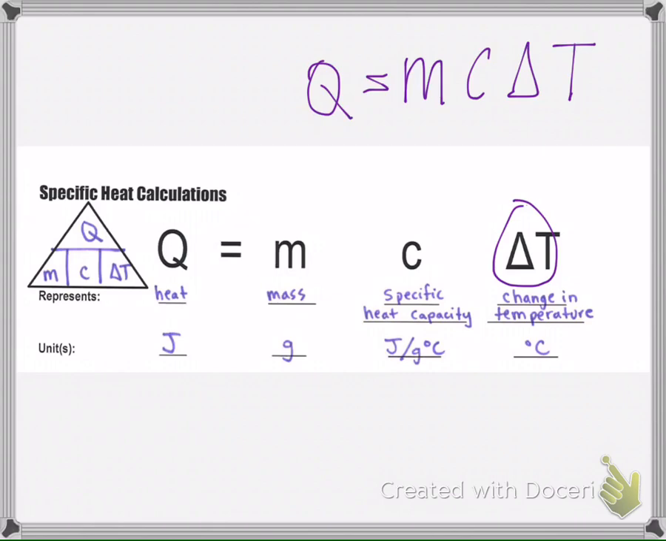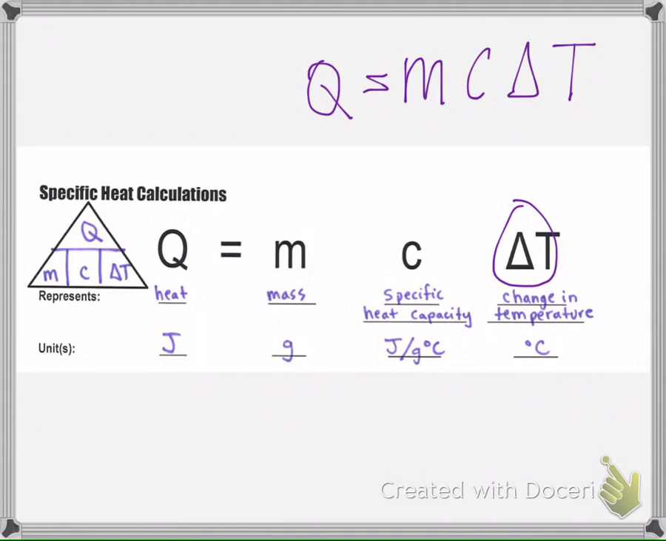So Q, very simply put, is heat. We are measuring how much heat is part of this reaction, so it's going to be in the unit of joules. M is the M you've known all along. It's mass, and the unit for mass is grams, not kilograms in this case, just grams. Specific heat we just talked about; the unit is joules per gram degrees Celsius.